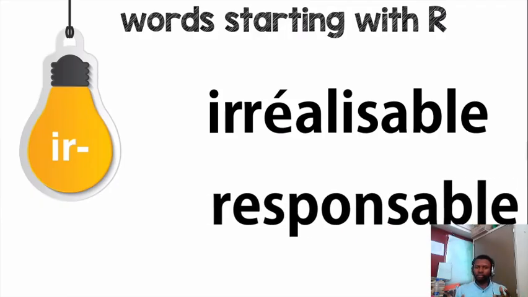Shall we say it together? Can you say réalisable? Say it again, réalisable. Now, if you add the IR, it becomes irréalisable. Irréalisable. Okay? Is that okay? Shall we move on? Yeah, perfect.